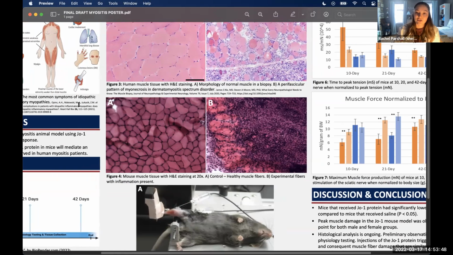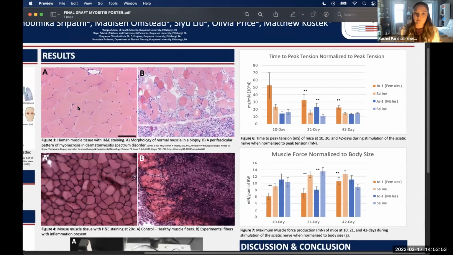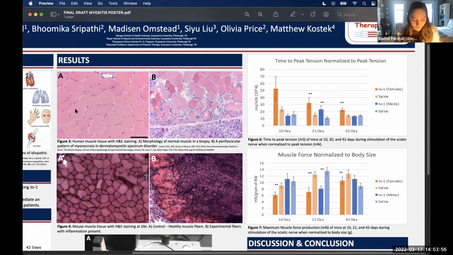In the top right section of the poster, figure 6, our data shows the contraction velocity in milliseconds, which is one of our measures of muscle function. The female mice are represented in the orange colored bar graphs and the male mice are represented in the blue colored bar graphs. Our data showed that at successive time points, the muscle velocity decreased for the mice that received the Jo-1 protein. When comparing males to females, the female mice that received the Jo-1 protein had reduced velocity compared to the male mice.